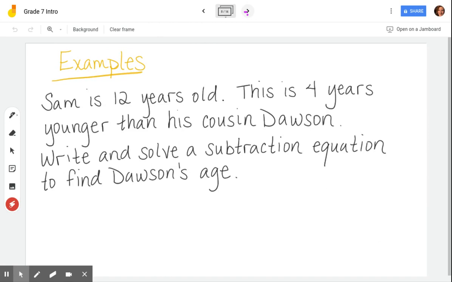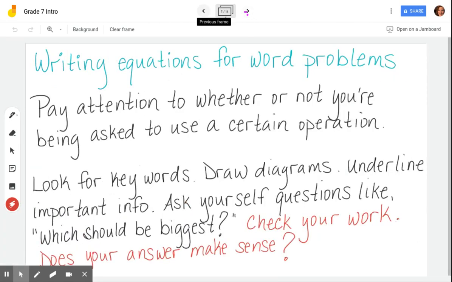Okay. See, I think I just skipped too far. Writing equations for word problems. My advice to you is to pay really close attention as to whether or not they're asking you to use a certain type of equation. Sometimes you're going to look at it and know right away, well, I just subtract those numbers. But if they tell you to write an addition equation, you better not just show that you're subtracting the numbers or your answer's not going to be complete.